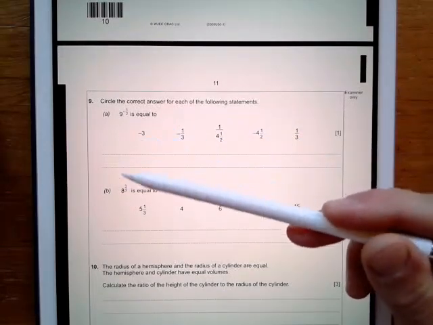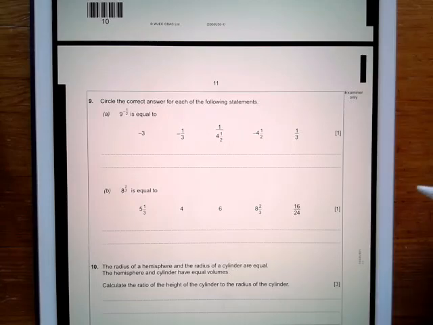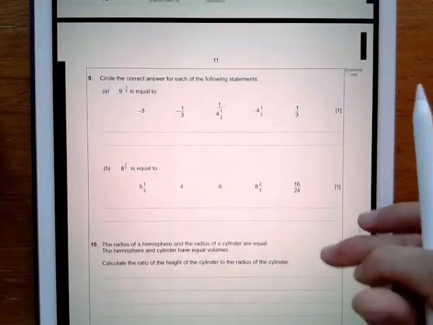Powers, we've done this. Fractional powers, you should know what a fractional power is. If not, you can message me or look it up on Hegarty.